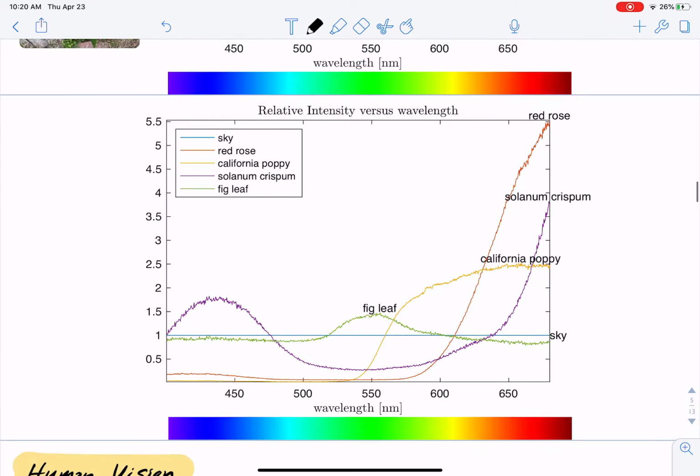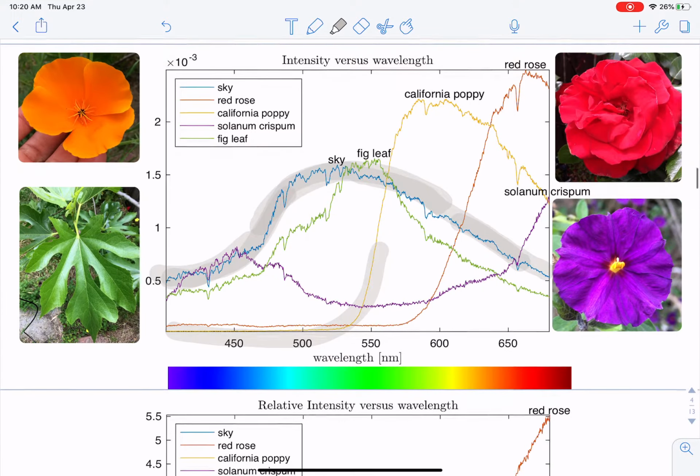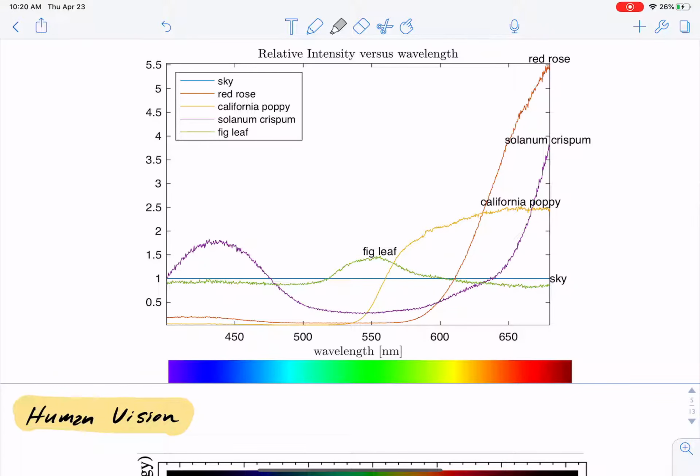Okay, but so these look a little smoother, and it also makes clearer the difference between them, because you don't have superimposed over these the smaller intensity here to begin with. Okay, and there's a natural lump here in the middle because of the illumination of the sky. So this is the same graph really, but it makes a little clearer the difference between the different flowers and the fig leaf.